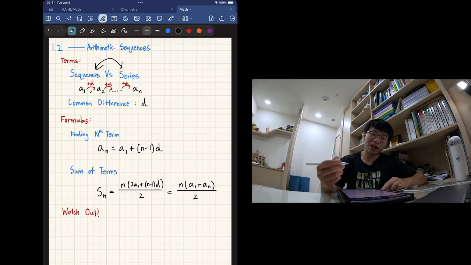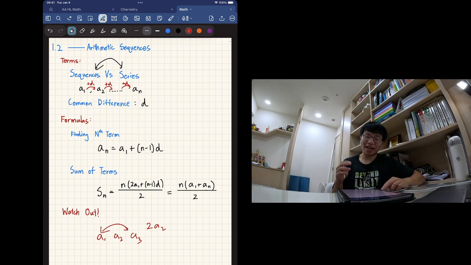And here's something to watch out for. When you have A1, A2, and A3, remember that A1 plus A3 will be equal to 2 times A2. Why is that? Because A1 is D less than A2 and A3 is D more than A2, and that will come back to help you in the future for a lot of different questions.